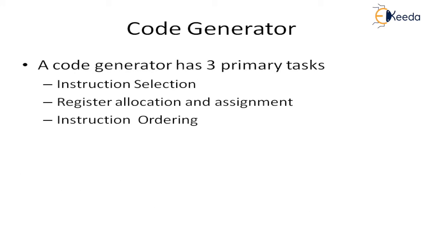Under code generation, there are three primary tasks: instruction selection, register allocation and assignment, and instruction ordering. Under instruction selection, we select the proper instructions for representing the code. Register allocation and assignment involve allocating different types of registers for a particular operation and assigning that operation to the register. Instruction ordering means that, as per preference, the instructions are ordered for execution.